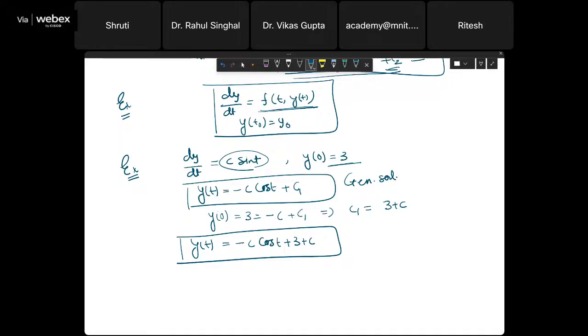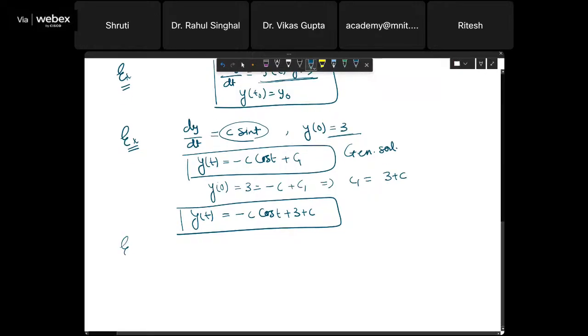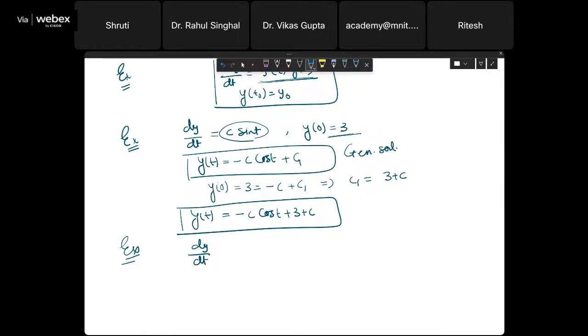Sometimes what happens is that the solution exists only on a finite interval. This is the case, and one more example I would like to give you is dy by dt equals 2t y square, with some initial condition.